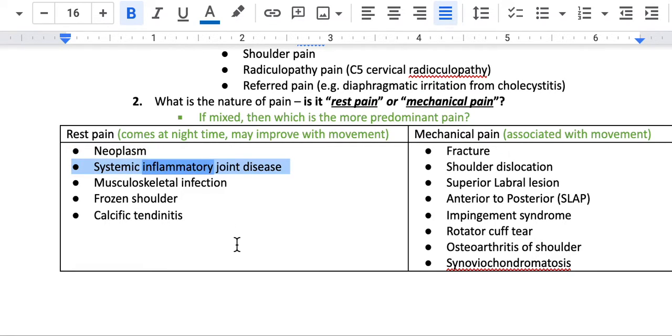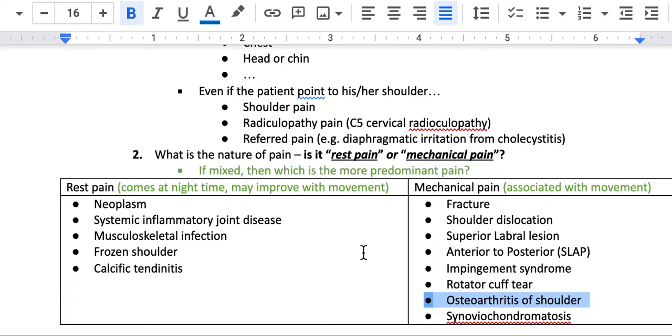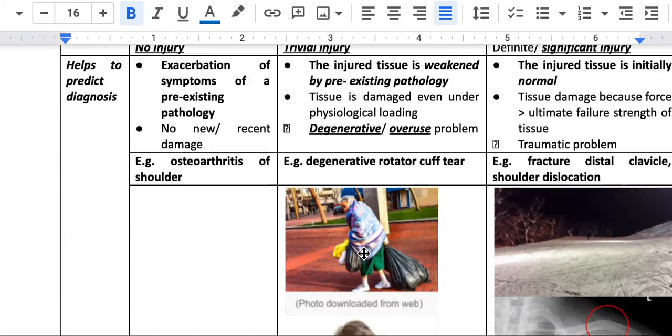Causes include neoplasm, systemic inflammatory joint disease, musculoskeletal infection, frozen shoulder, calcific tendonitis, fracture, shoulder dislocation, superior labral lesion anterior to posterior (SLAP), impingement syndrome, rotator cuff tear, osteoarthritis of the shoulder, and synovitis.